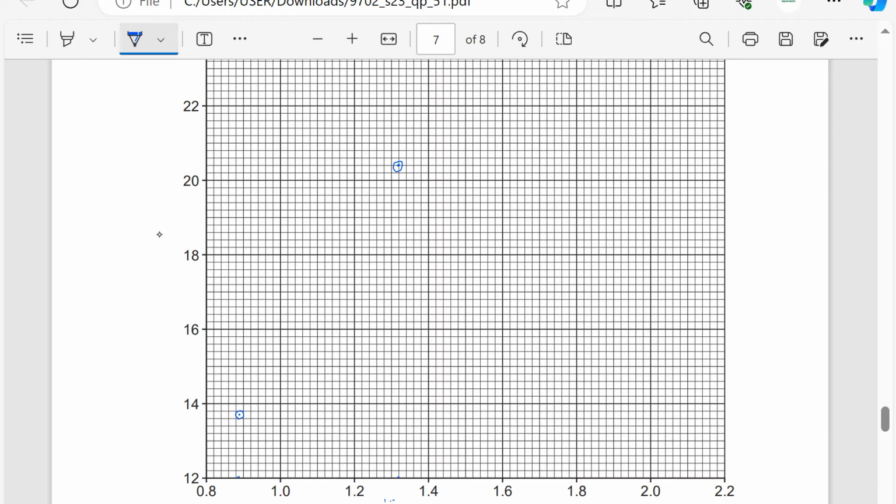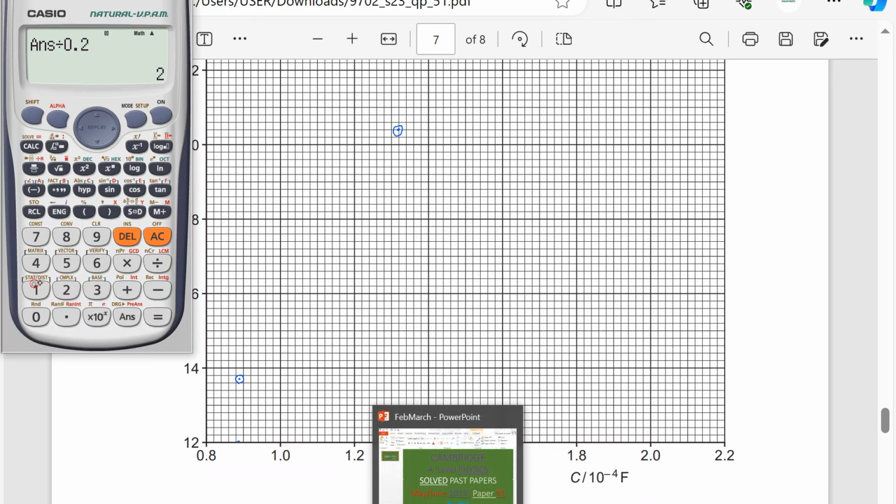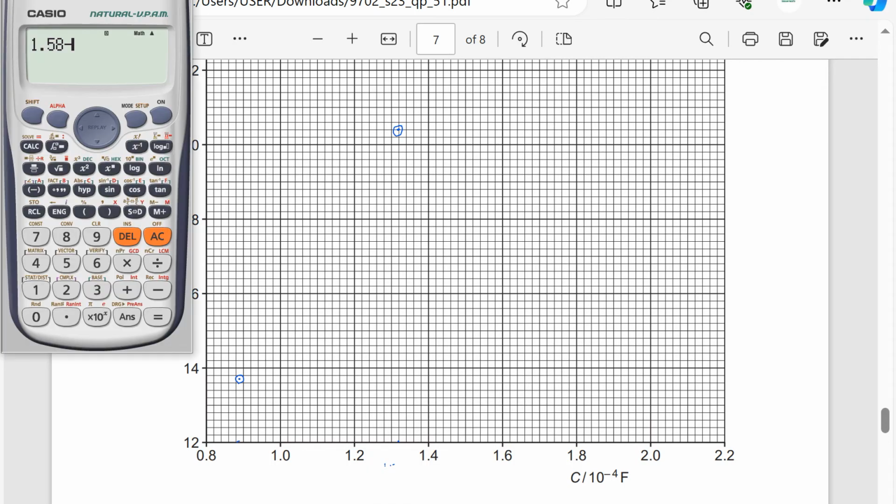Then the next one on the x-axis is 1.58. So I have 1.58 minus, close to 1.4. So I'll say minus 1.4. Then I divide by the scale, which is 0.02. So I will add 9 small squares on 1.4 to reach 1.58. Those are 9 small squares.